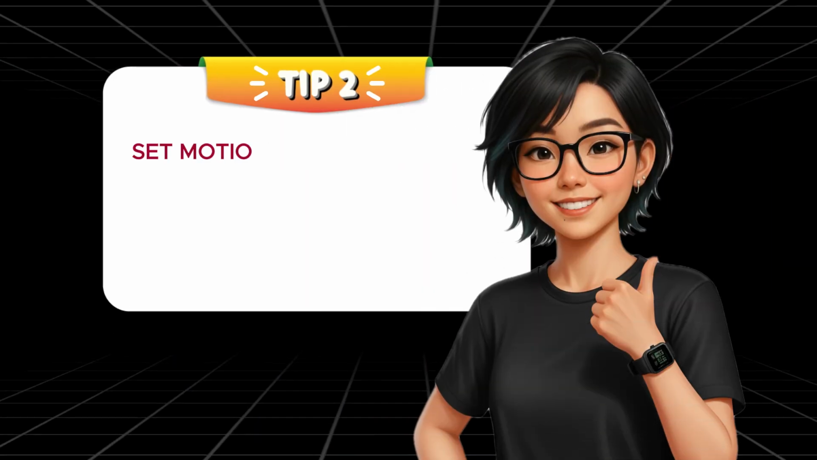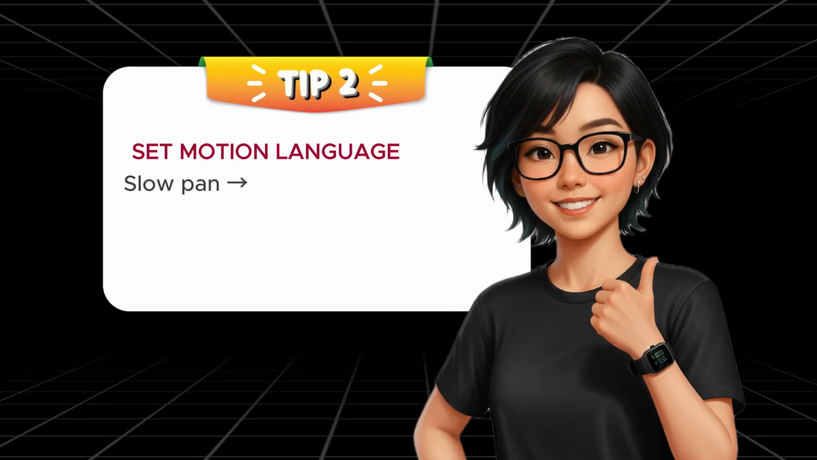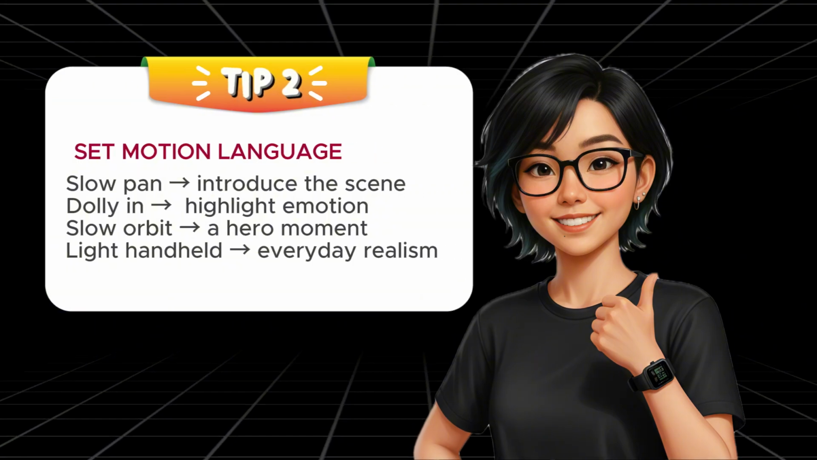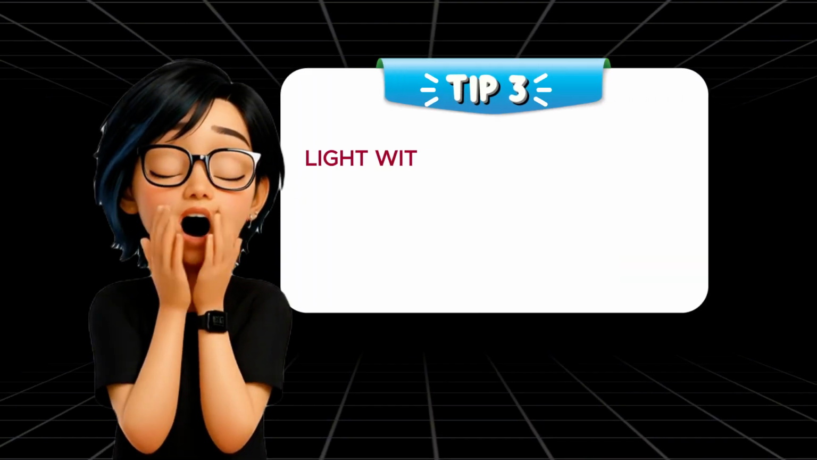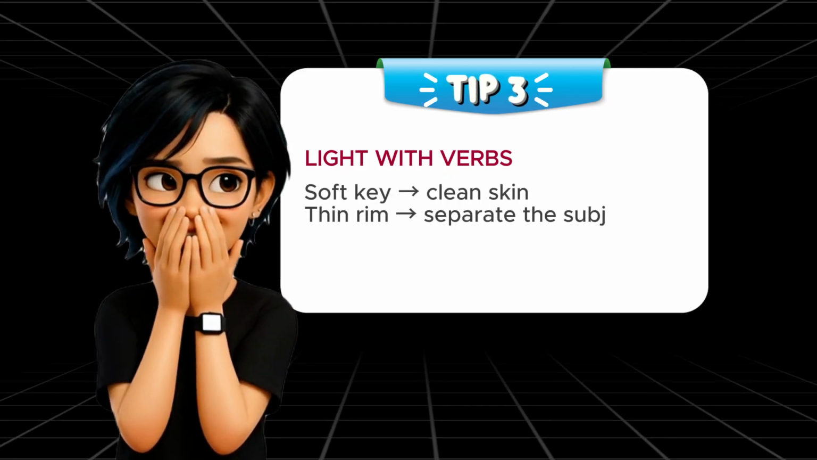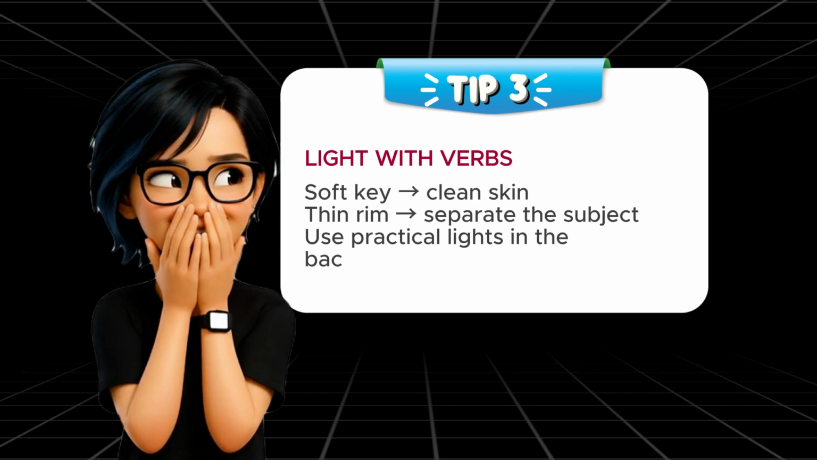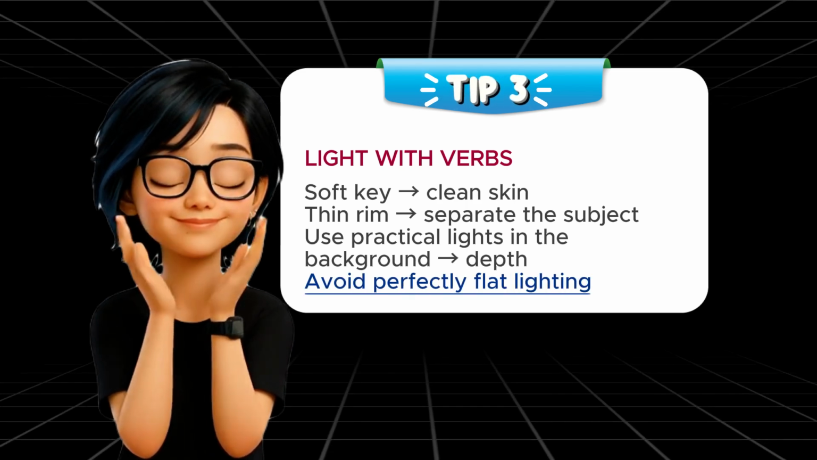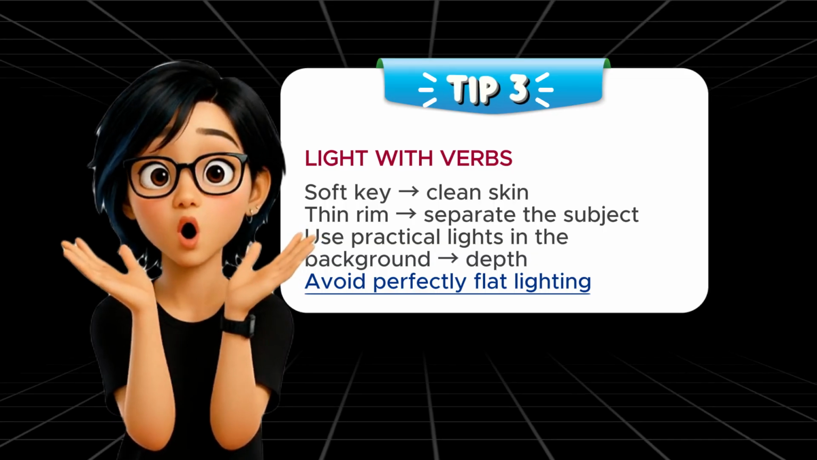Tip 2. Set motion language. Slow pan to introduce the scene. Dolly in to highlight emotion. Slow orbit for a hero moment. Light handheld for everyday realism. Tip 3. Light with verbs. Soft key for clean skin. Thin rim to separate the subject. Use practical lights in the background for depth. Avoid perfectly flat lighting. Lighting words steer the mood faster than long paragraphs.